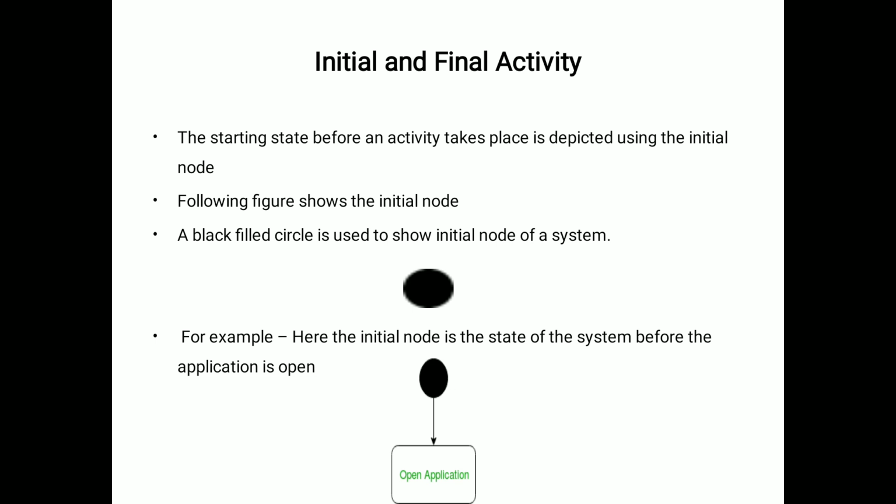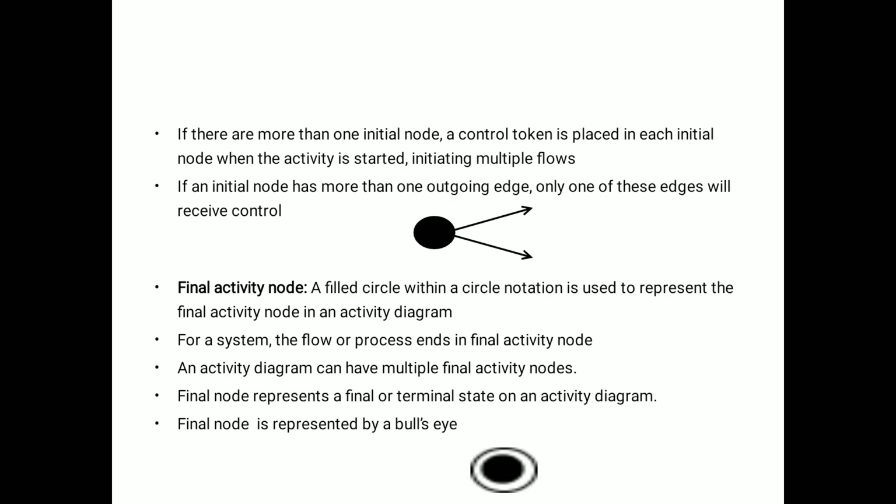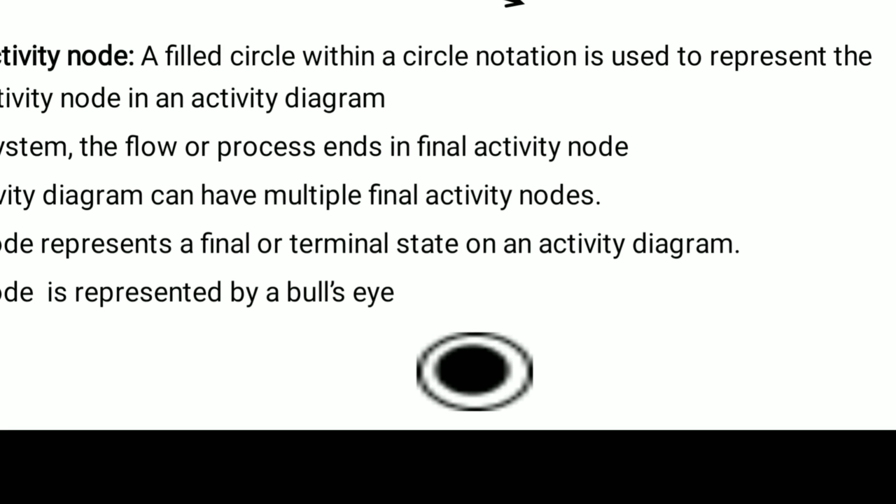Now next is the description. It says that if there are more than one initial node, a control token is placed in each initial node when the activity started. Initial multiple flows: if an initial node has more than one outgoing edge, only one of these edges will receive control. Now final activity node, see here, you can see this is your final activity.